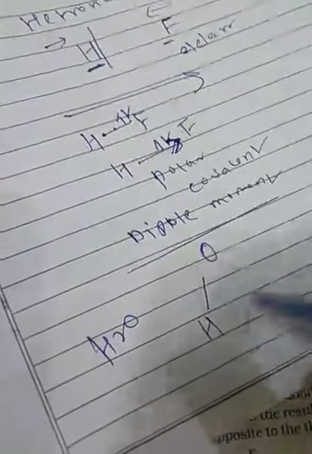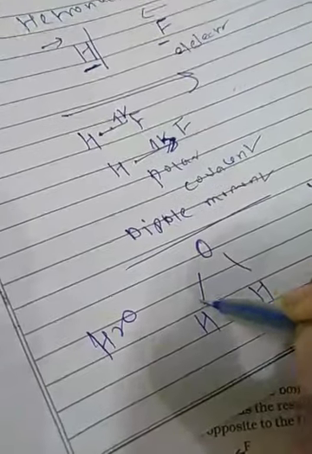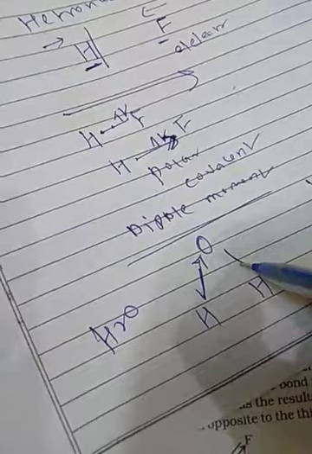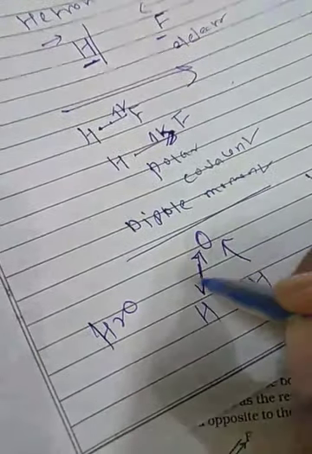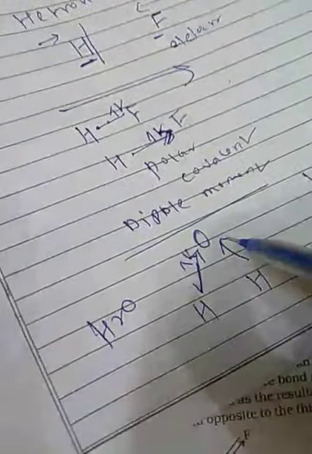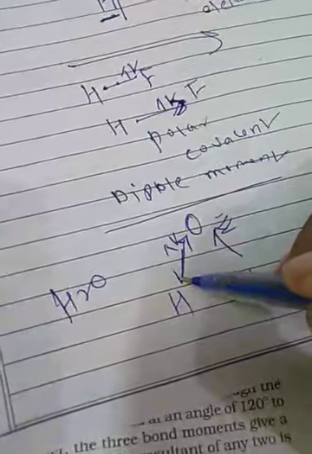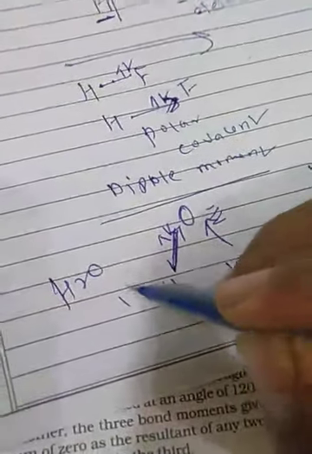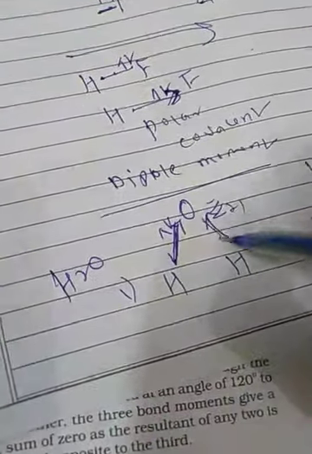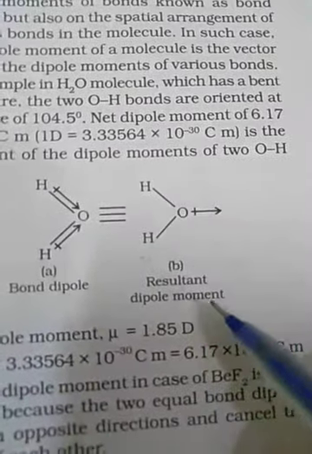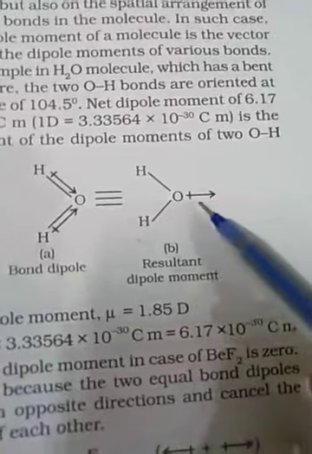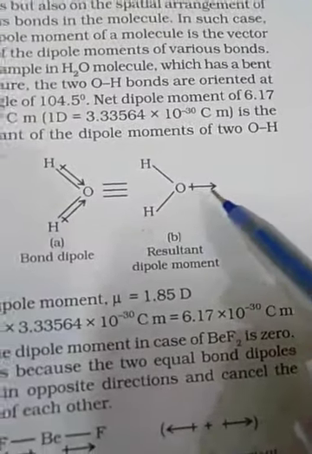H2O, H and H. So not to this direction, but to this direction. So this electron pair will be here, this electron pair will be here. So the resultant is the dipole moment of this OH bond, first dipole moment plus second dipole moment. The resultant dipole moment, OH towards oxygen, so the arrow can be here only.